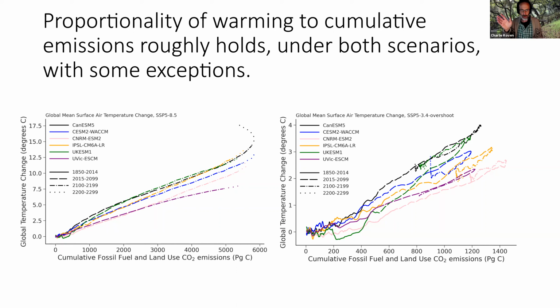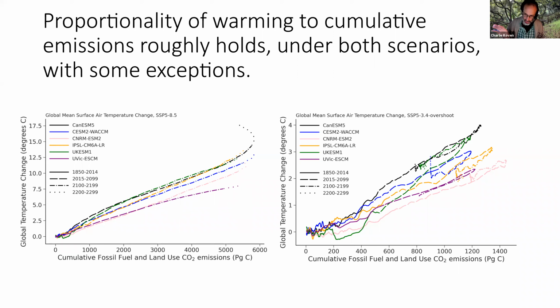In the CESM model, because it has such strong carbon sources, the inferred emissions actually become negative and give it that kind of tail that curls back. But that's really at the extreme end of things, where you start to really see things break down. For most of the regime, you actually see a very strong linearity and proportionality of warming to cumulative emissions.